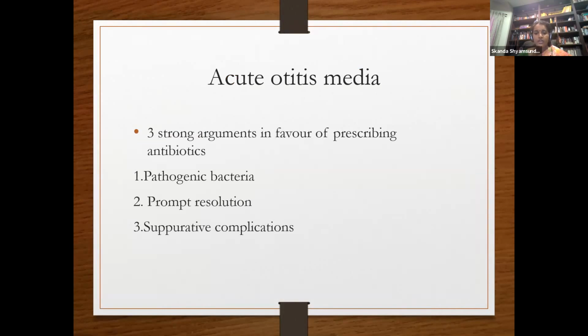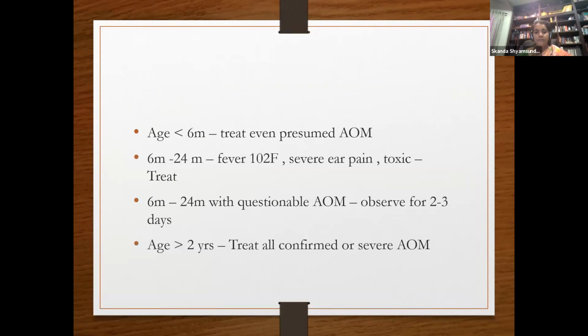So three strong arguments in favor of prescribing antibiotics are: one, acute otitis media is invariably because of pathogenic bacteria. Initiating an antibiotic gives prompt resolution of the symptoms, and you're going to prevent suppurative complications. If the age is less than 6 months, you do not have to see pus in the ear. You do not have to see a red tympanic membrane glaring at you. You know that the baby is feeding in the supine position, maybe a bottle fed baby.